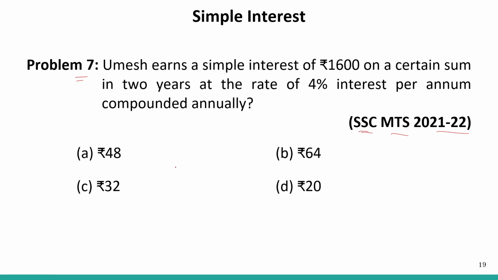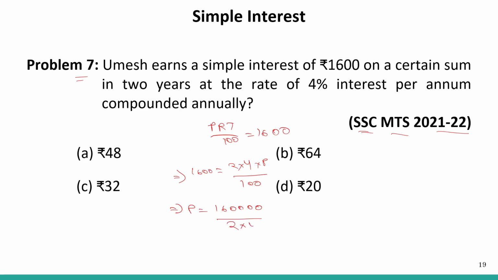So let's see. Given that Umesh earns 1,600 simple interest, so PRT by 100 is equal to 1,600, right? Because simple interest is given here and the rate is in percentage, so we use this formula. So 1,600 is equal to 2 into R is equal to 4, but P is unknown here, by 100, right?